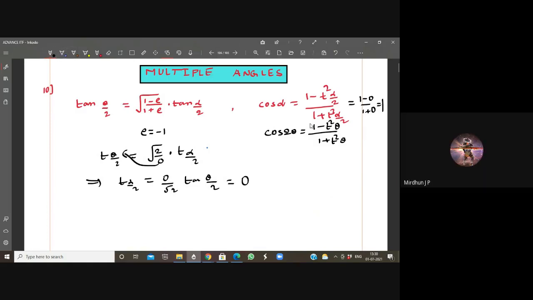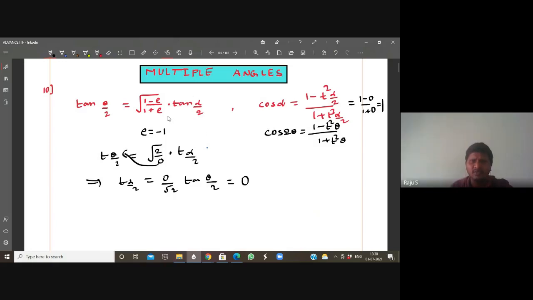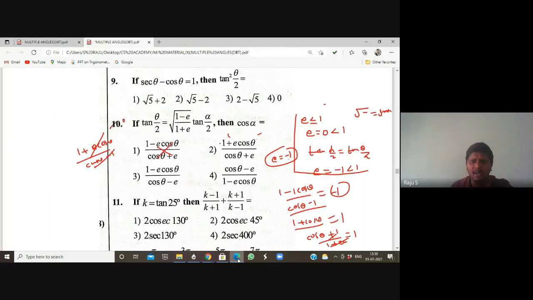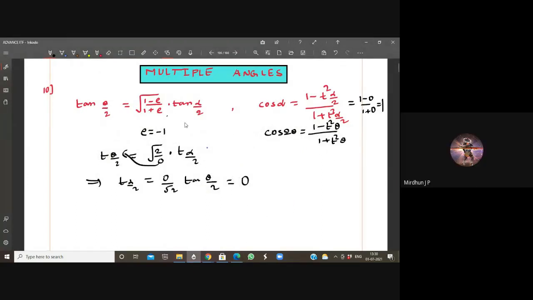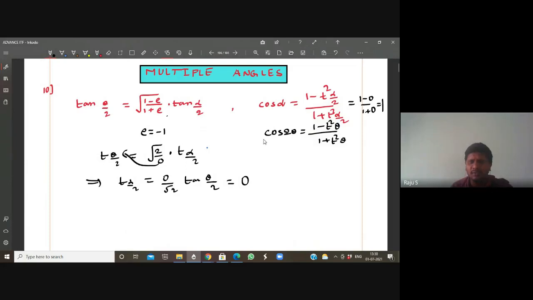Yes, sir. We can substitute e equal to any value, no, sir, instead of minus 1? Yes, you can substitute any value. If I substitute minus 1, we'll get the tan(alpha/2) value directly as 0. Or you can take some other values, then you may get directly that the fourth option is correct. If we take 2 or more values, surely you'll get the fourth option. I'm taking e = -1 to get tan(alpha/2) as 0. You may get different values.